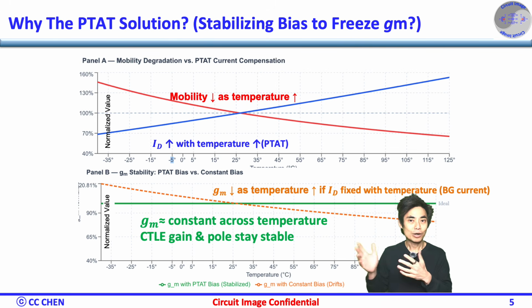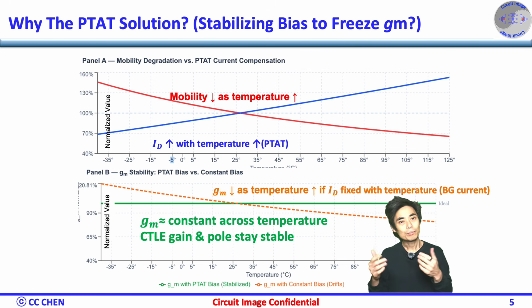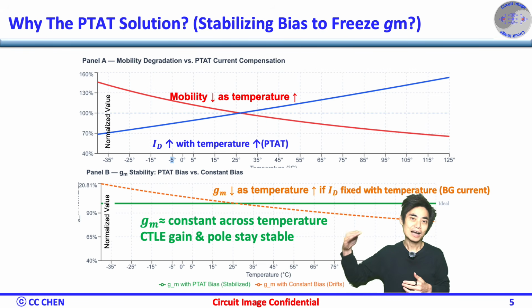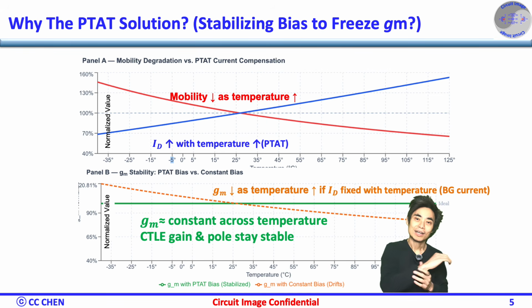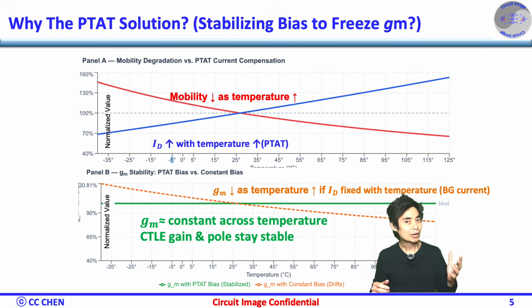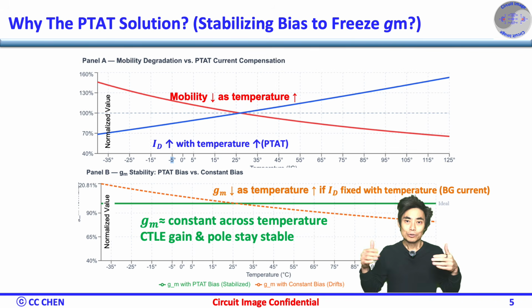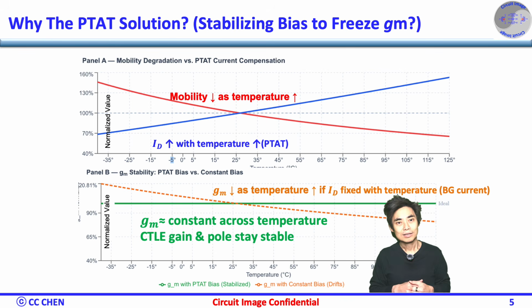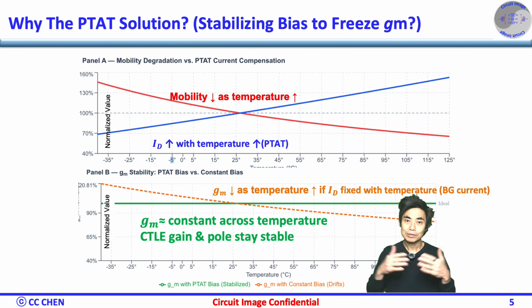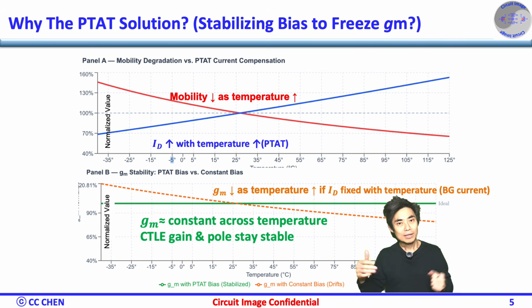If ID scales roughly with T to the 1.5 power, gm becomes approximately constant across temperature. That keeps both the DC gain and the critical high-frequency pole stable without flipping any digital switches. Instead of reacting to drift later, we prevent it at the source. This is how you freeze a CTLE the right way, by stabilizing the transistor operating point, not adding more logic.